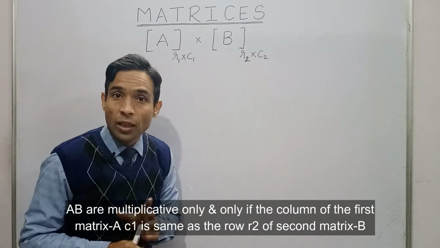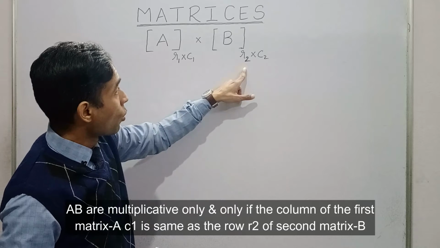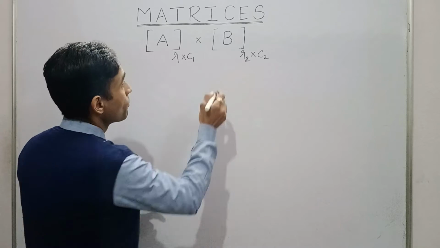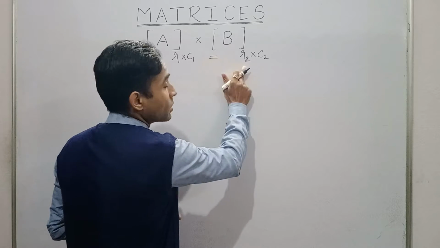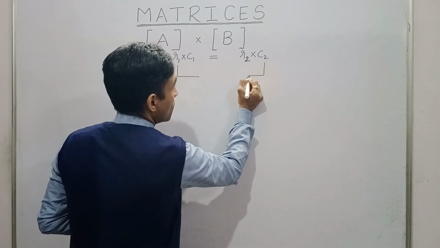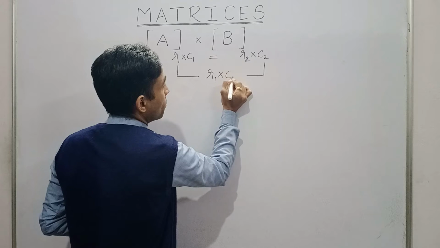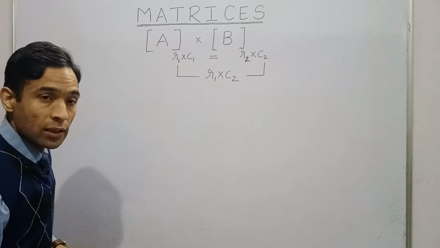and B are multiplicative only and only if the column of A is same as the row of B. That means here C1 is equal to R2. This also gives us the order of the resulting matrix and it will be R1 by C2. Let's understand this with an example.